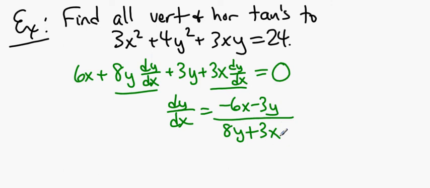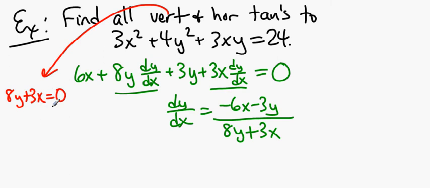So, two questions to consider here. One is the question of vertical tangents. Well, vertical tangents are places where the derivative is undefined, which means that the denominator would have to be 0. And that's going to happen where y is negative 3/8 x.